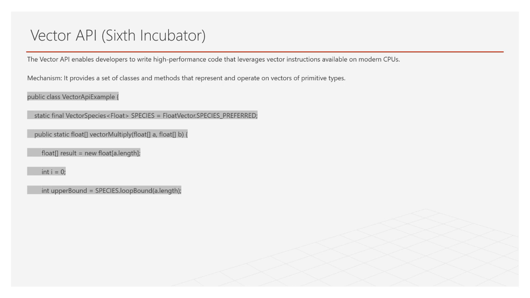Now the vector API. This is one of the ways to write high performance code which is going to leverage the vector instructions available in your modern CPU. It provides you a set of classes and methods which are going to represent and operate on vectors of primitive types. Now if you see here, there is a FloatVector, and there is a species preferred over here. This is going to be used in the code.